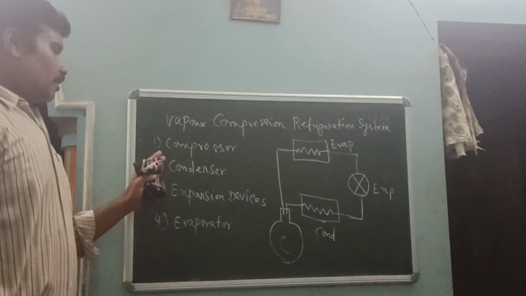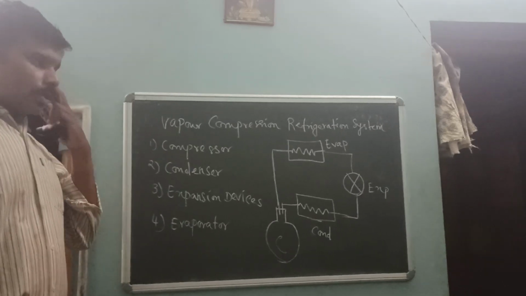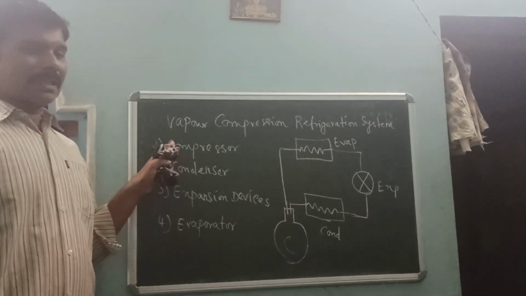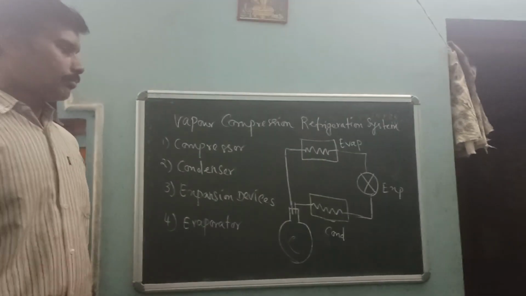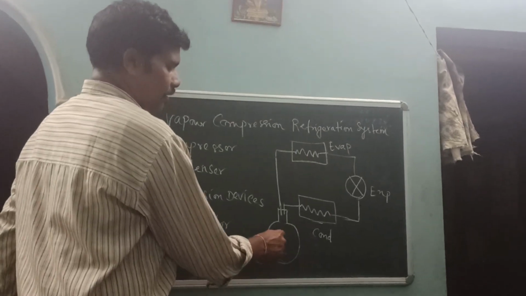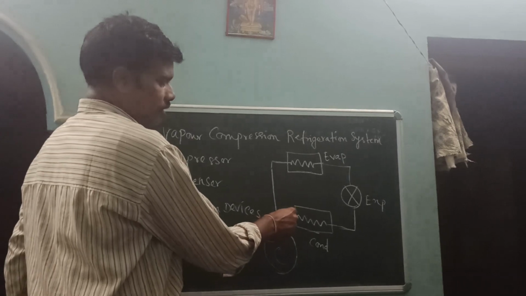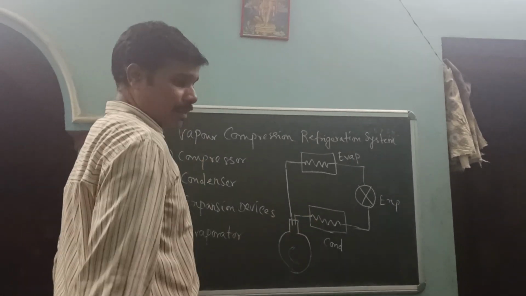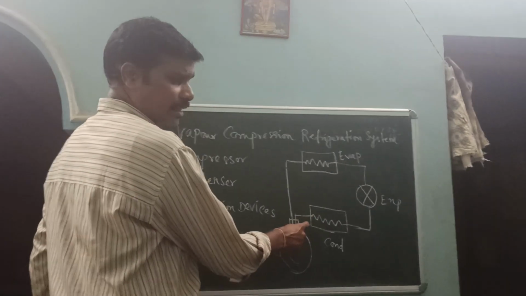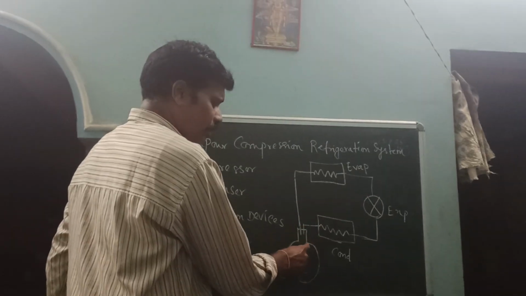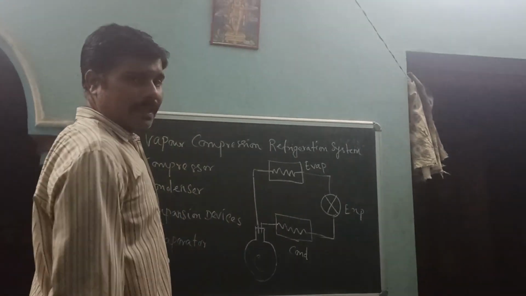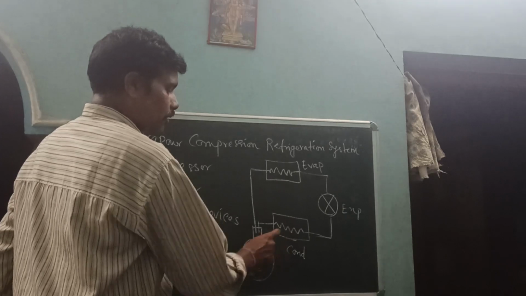So with the help of the compressor, we compress the air and vapor coming out from the evaporator, right? So at the end of the compressor, the vapor temperature should be very high. Temperature and pressure should be very high at the end of the compressor. The high pressure, high temperature vapor coming out from the compressor enters into the condenser. This is the second part, condenser.